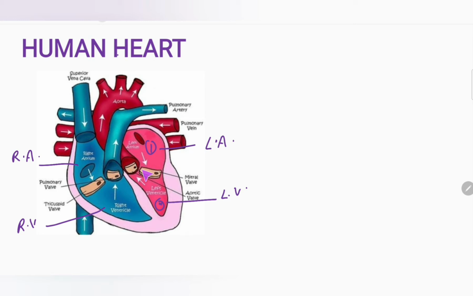ventricle. And these four chambers means the left side chambers are separated from the right side chambers with the help of a wall called septum. So this is a wall, that is septum.